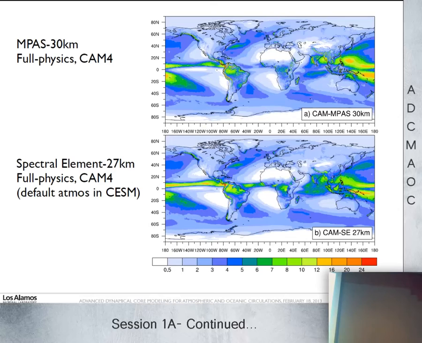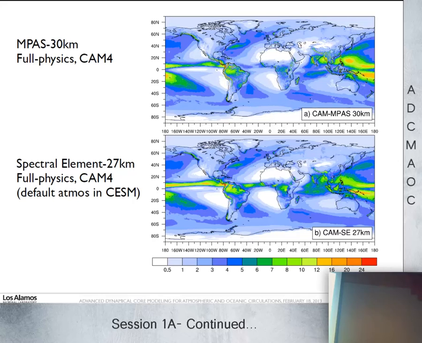And then these are the exact same two models, but now looking at, I think this is precipitation. I should have put that up there, sorry about this. I think this is actually annual mean precipitation. So this is from the MPAS atmosphere at 30 kilometers, and this is from the spectral element. These models have a different dynamical core, so a different numerical method for solving the primitive equations, but are using the exact same physical parameterizations with the exact same settings.